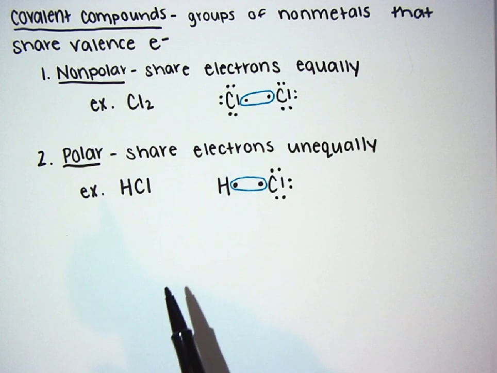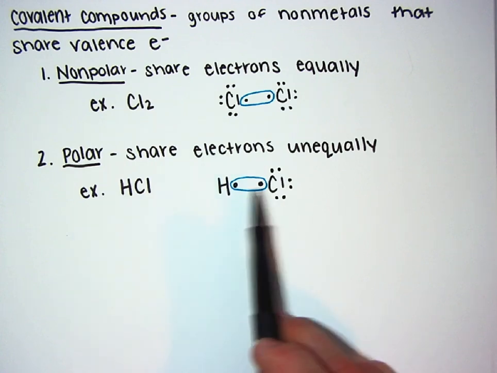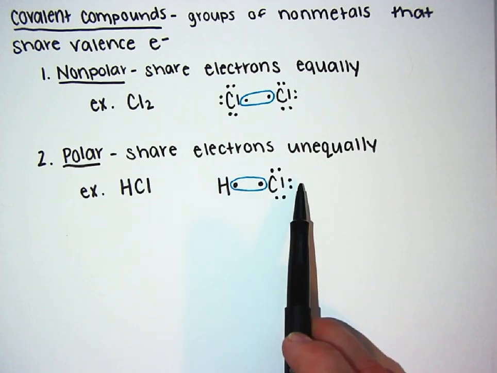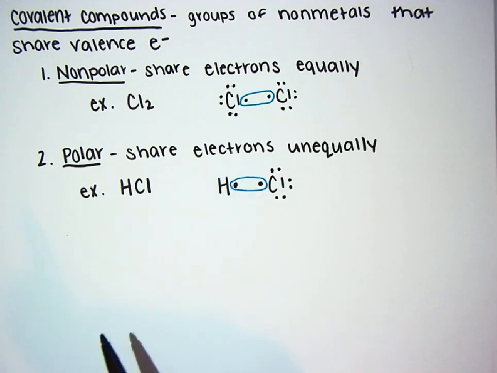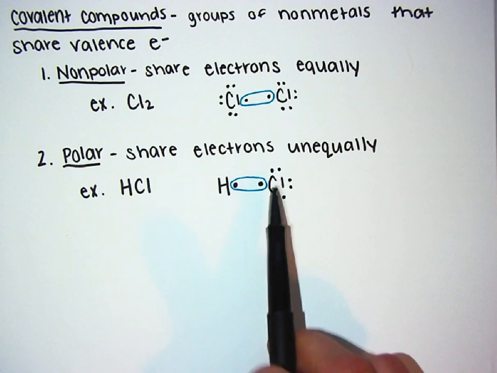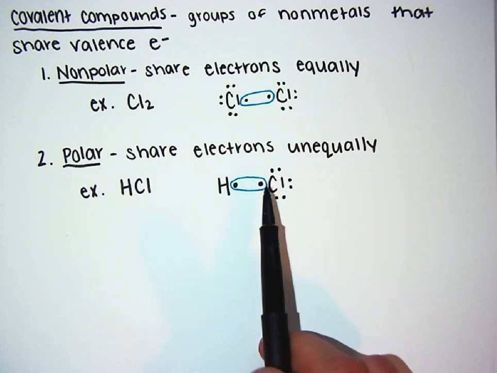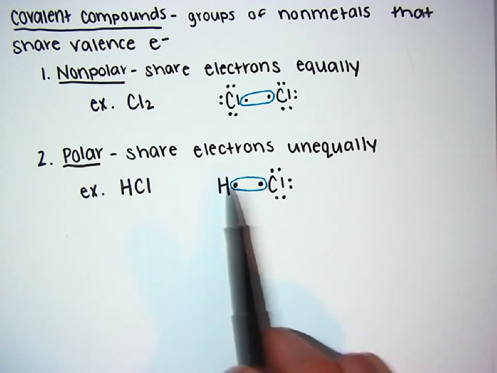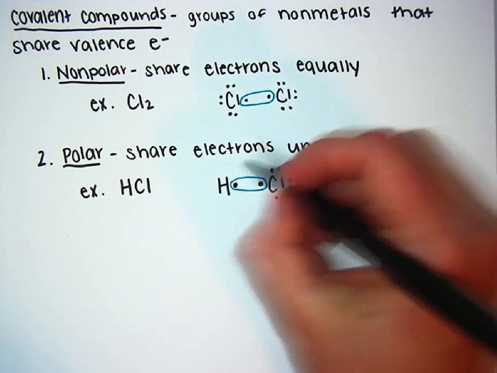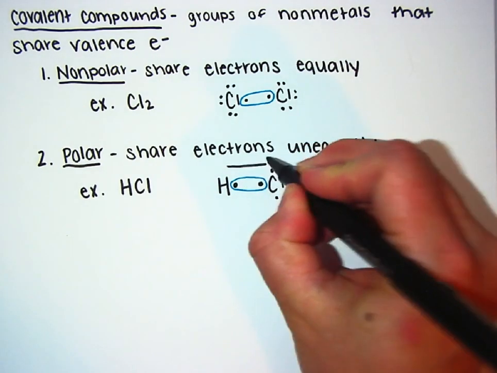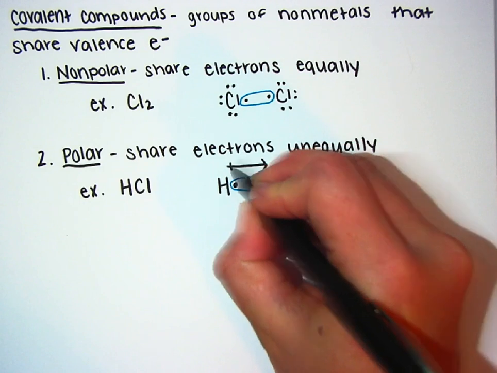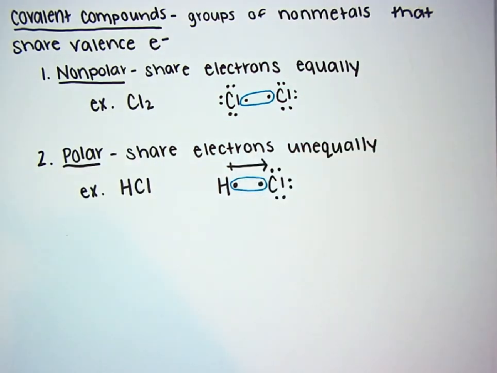Electronegativity is the tendency to attract electrons. The more electronegative you are, the greater the attraction for electrons. So think of it kind of like tug of war. Chlorine is stronger. So while they will share these electrons, chlorine is going to pull those shared electrons closer to it because it's stronger or more electronegative.